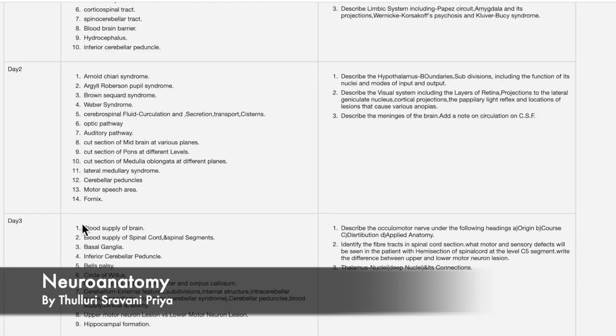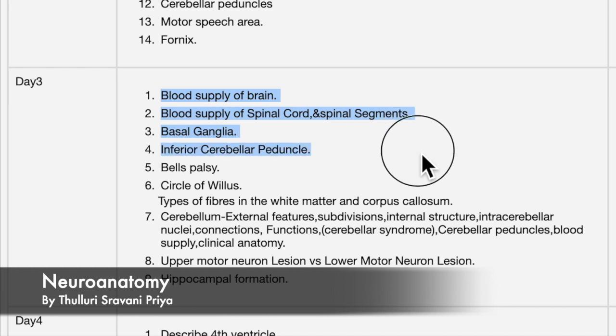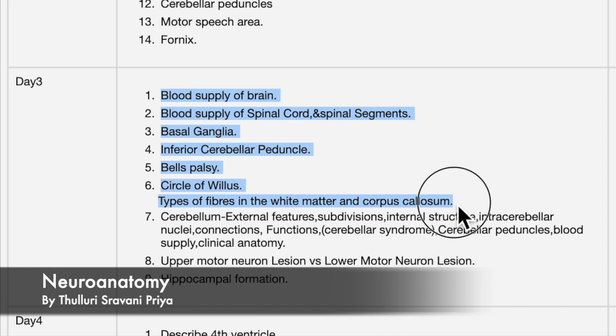Next we'll see the short answers for the day 3. First one is blood supply of brain and second one is blood supply of spinal cord and spinal segments. Third one is basal ganglia, inferior cerebellar peduncle, Bell's palsy, circle of Willis. And next question is types of fibers in the white matter and corpus callosum.